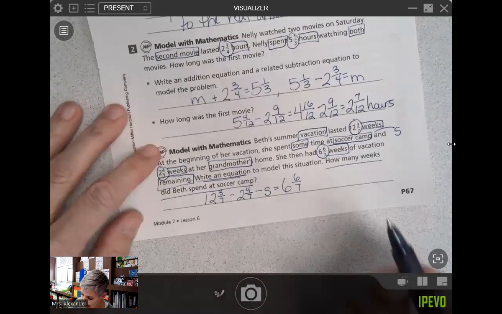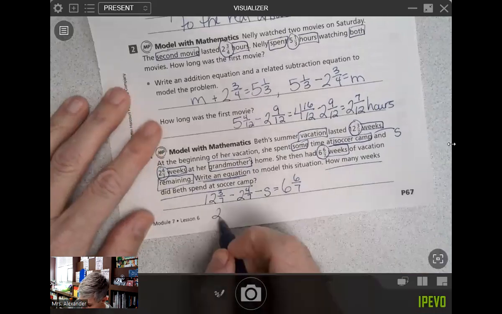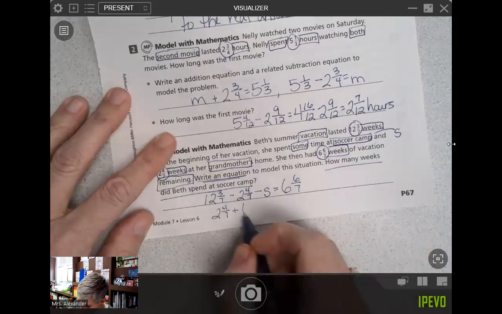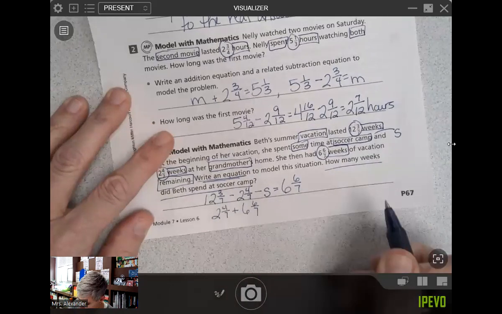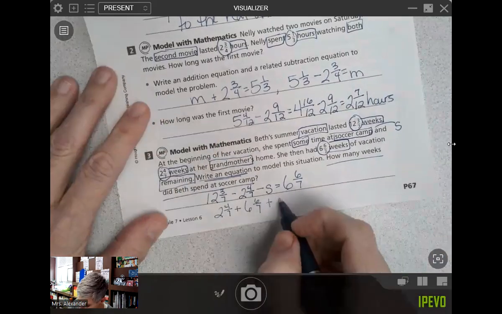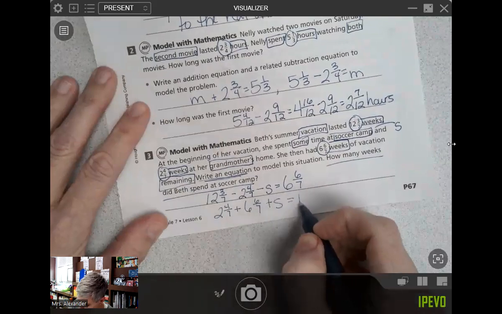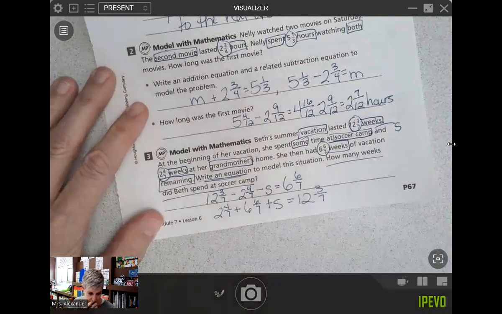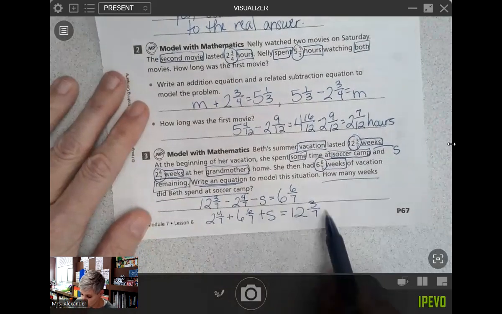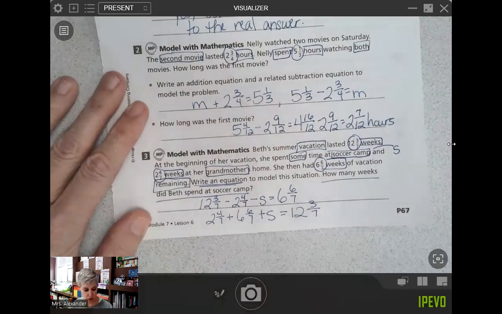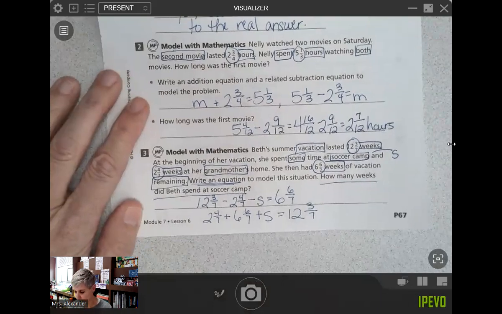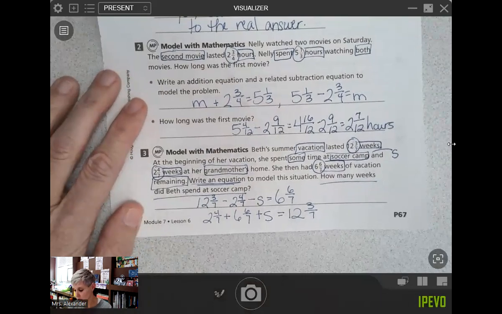Another thing we could do is take the 2 4/7 weeks at grandma's, the 6 6/7 weeks, oh, that was remaining, left over, yep, and she had some soccer camp, and that all equaled 12 3/7 weeks. So we could take all the different parts of her vacation and add them up, and we know the total. So those are 2 possible equations we could write. And then we could find our total answer here, what S equals.